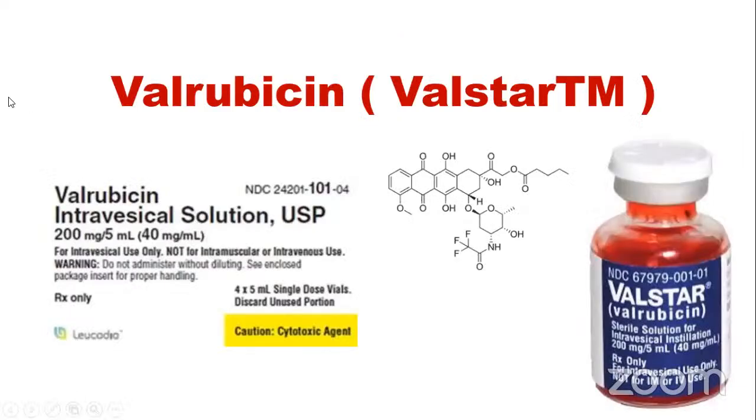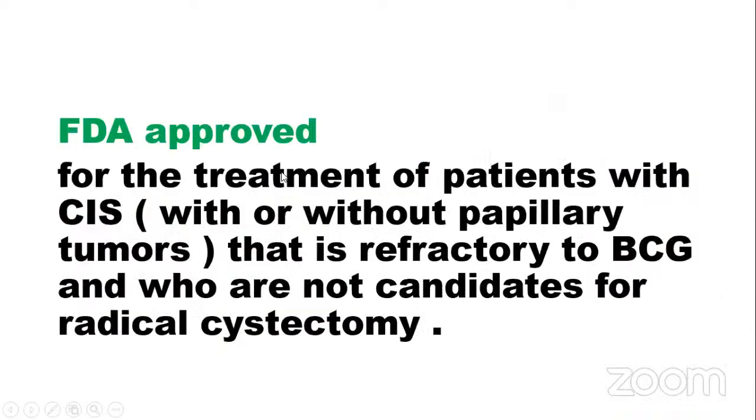We will come to the last one here, valrubicin. Valrubicin is known as Valstar, a trade name. It is for intravesical use only, not IM, not IV. Valrubicin intravesical solution has this chemical structure, containing only NH. It is FDA approved.